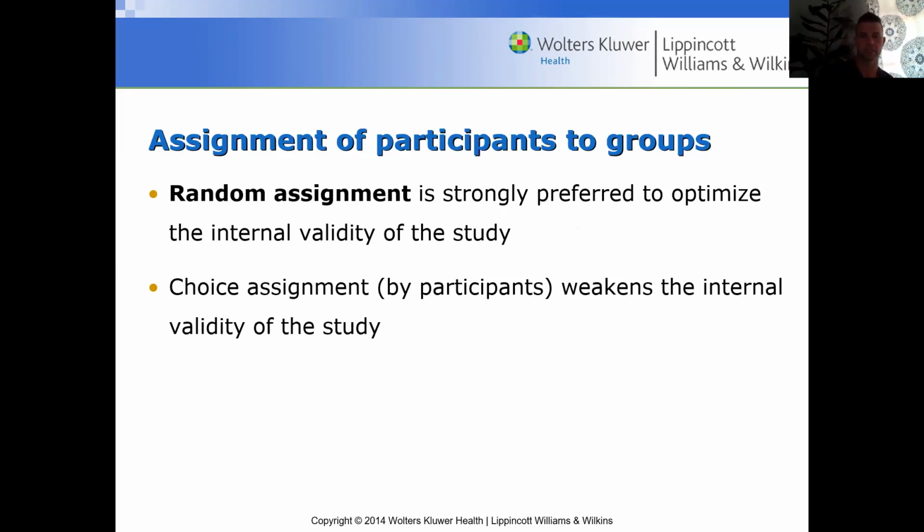Choice assignment by participants weakens the internal validity of the study. So if you have folks that are coming in with one group of friends and another group of friends, and they all want to be together, that doesn't help with anything, right? Because one group may have certain characteristics that are similar, another group has certain characteristics that are similar, and those characteristics may skew the data, okay?